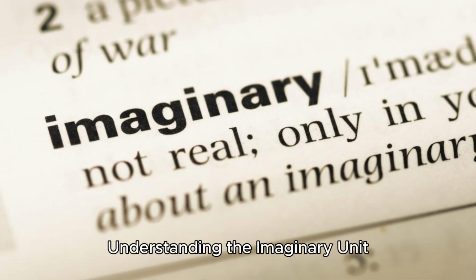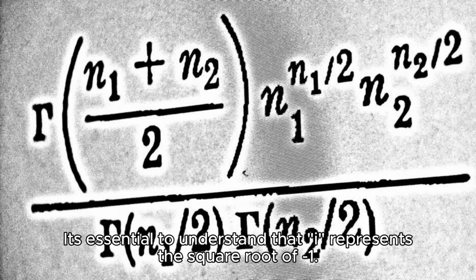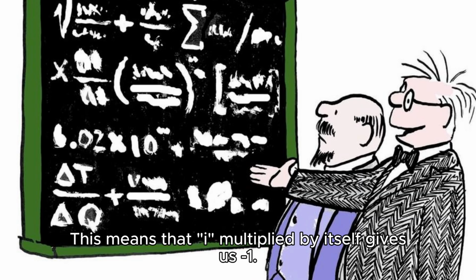Understanding the imaginary unit. The imaginary unit i is a crucial part of complex numbers. It's essential to understand that i represents the square root of -1. This means that i multiplied by itself gives us -1.